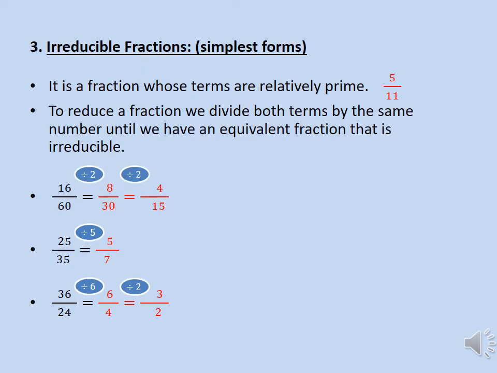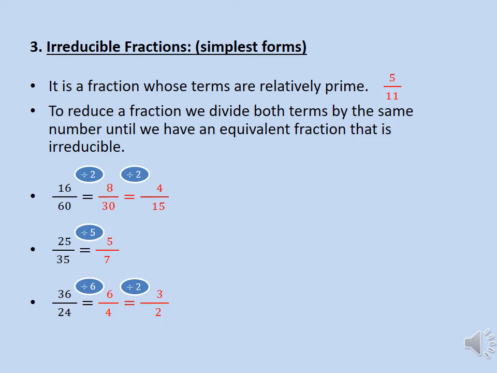Part 3. Irreducible fraction, that is the simplest form. It is a fraction whose terms are relatively prime, that is, they cannot be divided anymore, like 5 over 11. To reduce a fraction, we divide both terms by the same number until we have an equivalent fraction. We keep dividing until it is in the simplest form, that is called irreducible.